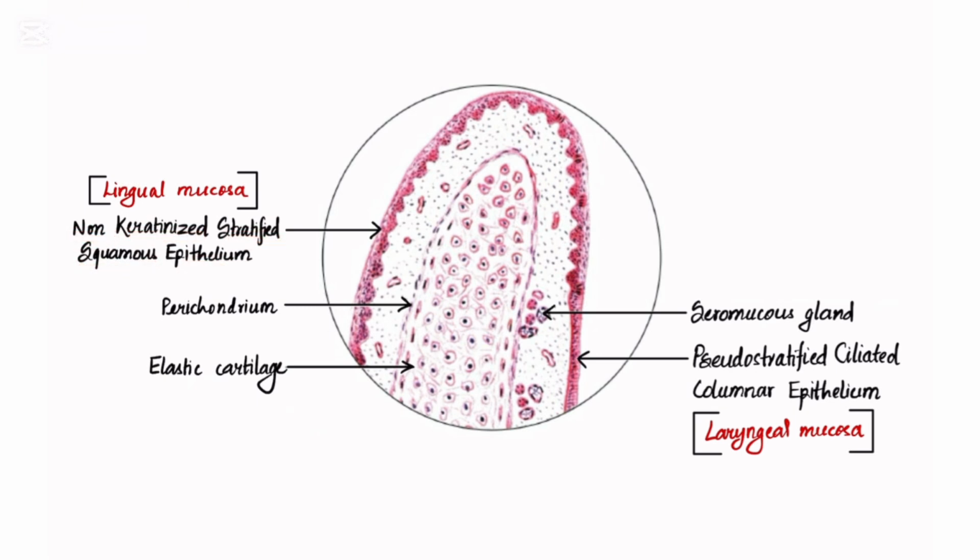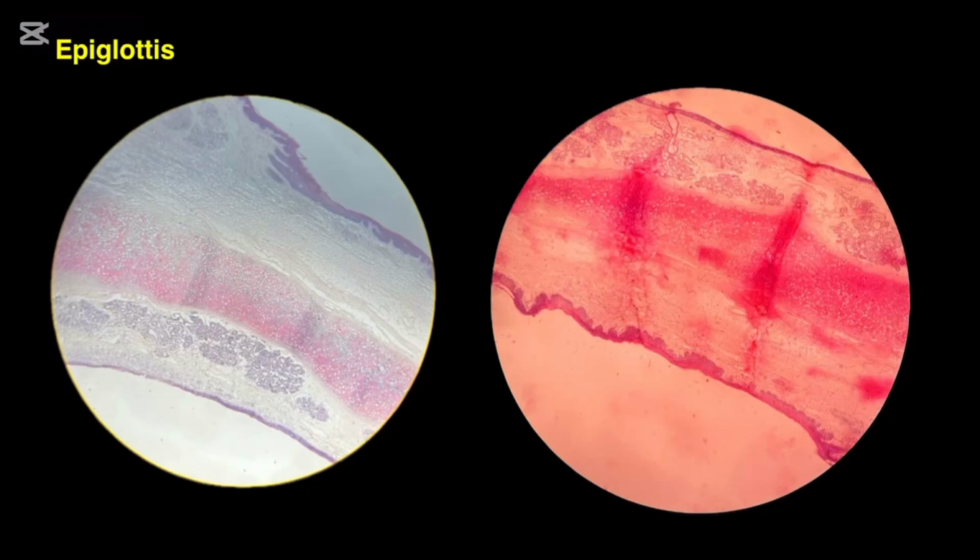The lining epithelium present on the lower portion of the posterior surface of epiglottis is the same that is found in larynx, or the laryngeal mucosa, that is pseudostratified ciliated columnar epithelium. In submucosa, you can find seromucous glands. So these are the slides that could be provided to you in order to identify in your anatomy practicals.